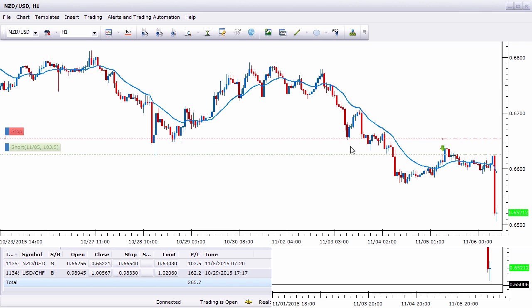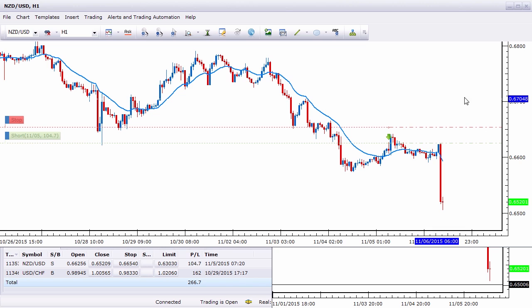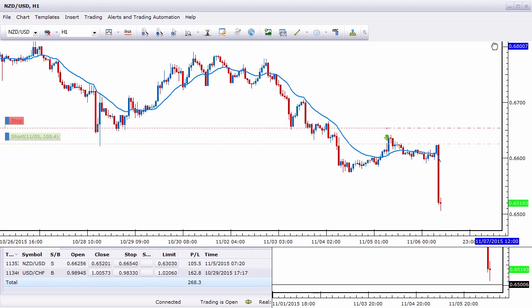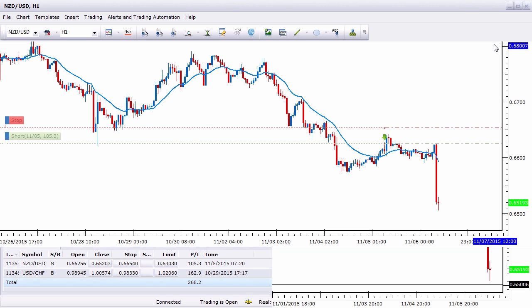I chose this level. I could have chosen a little bit higher, which would have been a little bit more conservative. The advantage of that is it would have given me more profit potential, but the downside is it reduces my potential to actually get in the trade, or reduces the probability that the trade will activate. So I chose this one here.